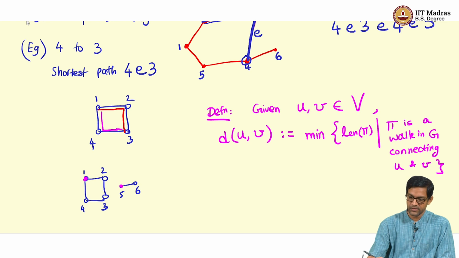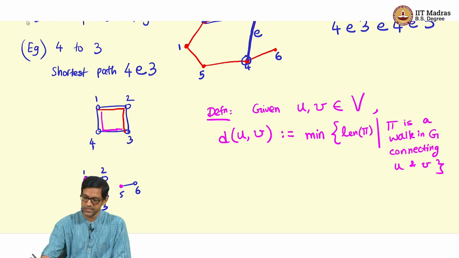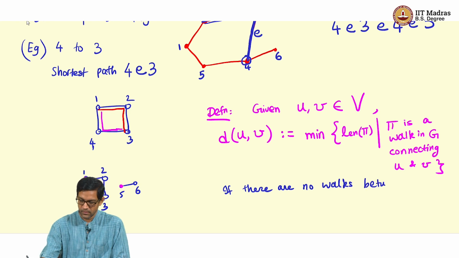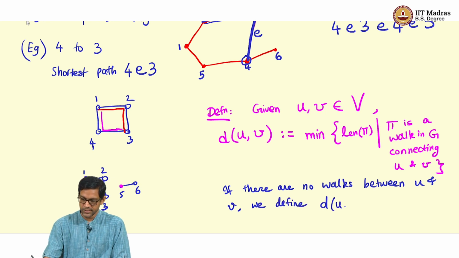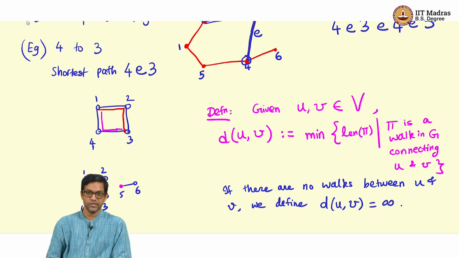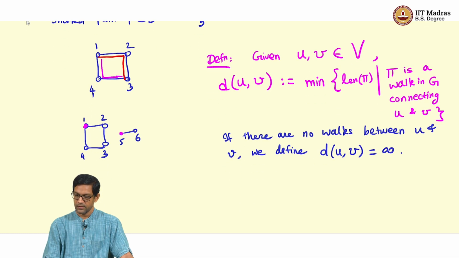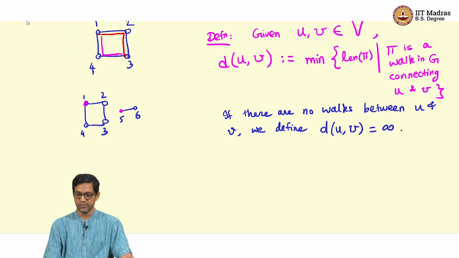Okay. So, in that case, we just define it. Since there are no paths, it is equal to infinity. So, if there are no walks between u and v, in that case we define the distance to be infinity. Just think of infinity as some formal symbol here. In all other cases, it is some finite number. It is the minimum of the lengths of all possible walks.